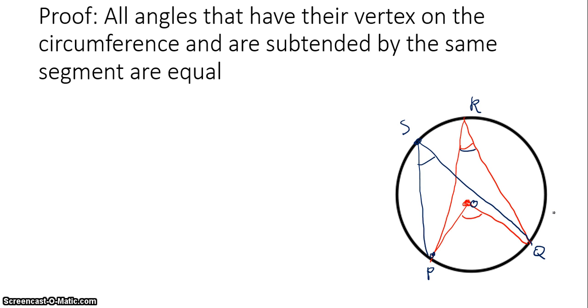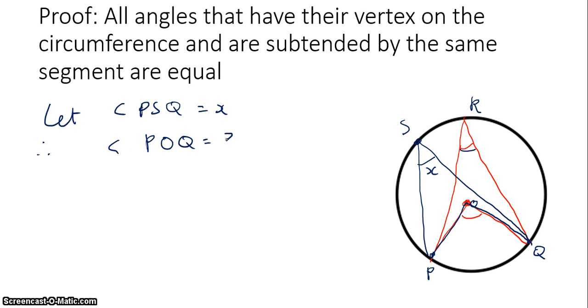What we're going to do is join P and Q to the origin. So P joins up to the origin, and this joins up to the origin right there. Now, we're going to let the angle PSQ equal x. So PSQ, we're going to say this is x. So therefore, we've proved from the first theorem that POQ will equal 2x. In other words, this is just twice the angle of this one.